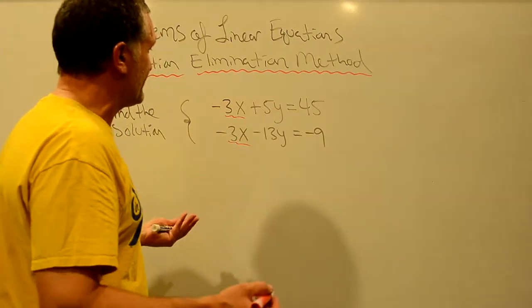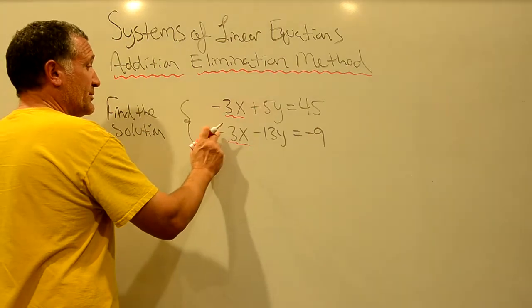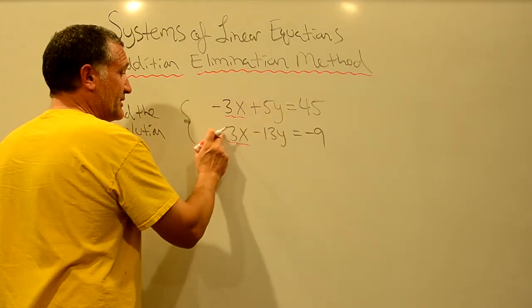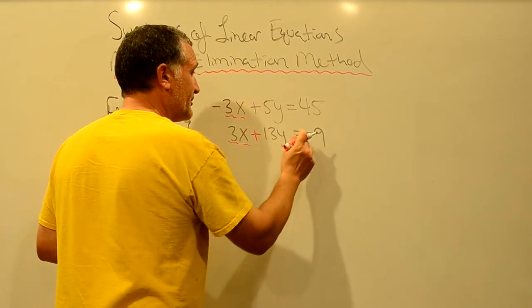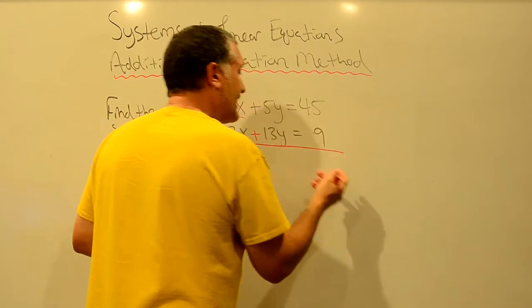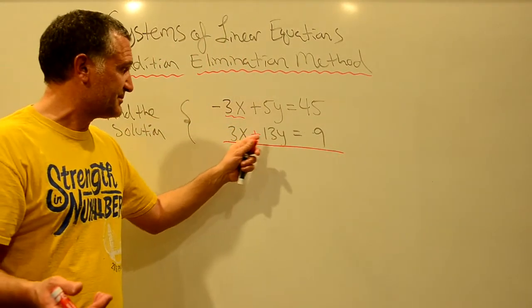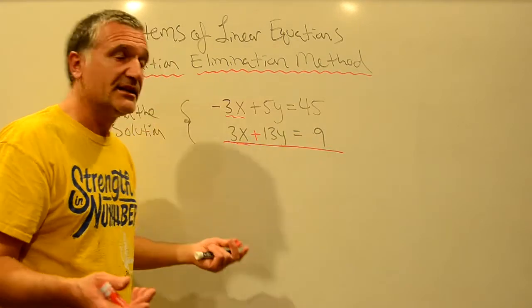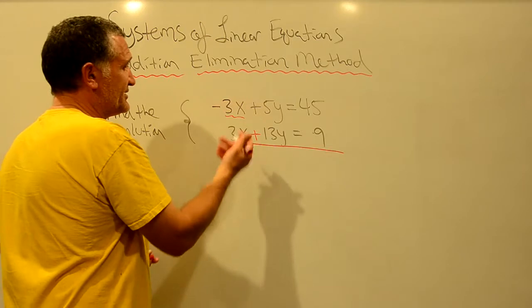So to make my life real easy, I'm going to take one of my two equations, my lower one, and multiply every single term by negative 1. If I do that, this now becomes a plus as opposed to a minus. This becomes positive 9. Now I can add the two equations together. I have an equivalent equation here, 3x plus 13y equals 9. If I add them together, I can see that negative 3x and 3x will eliminate.